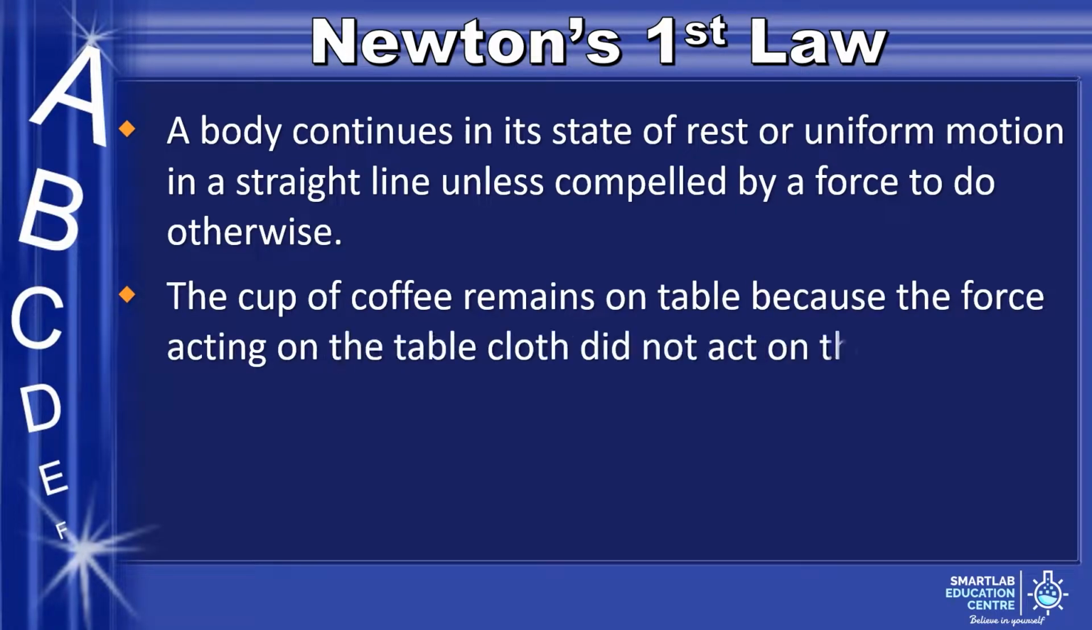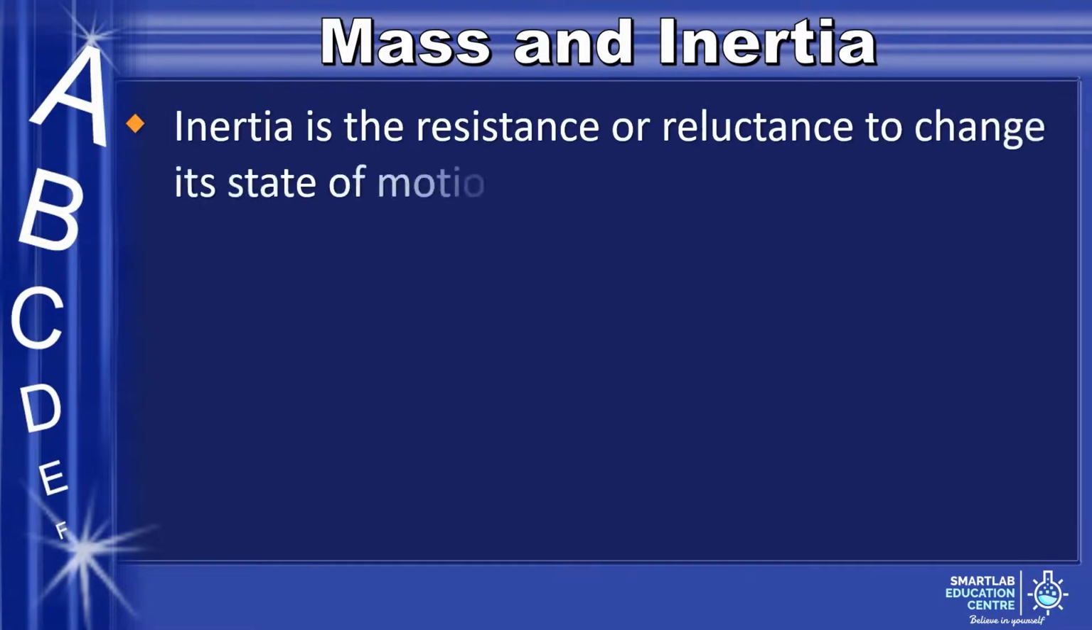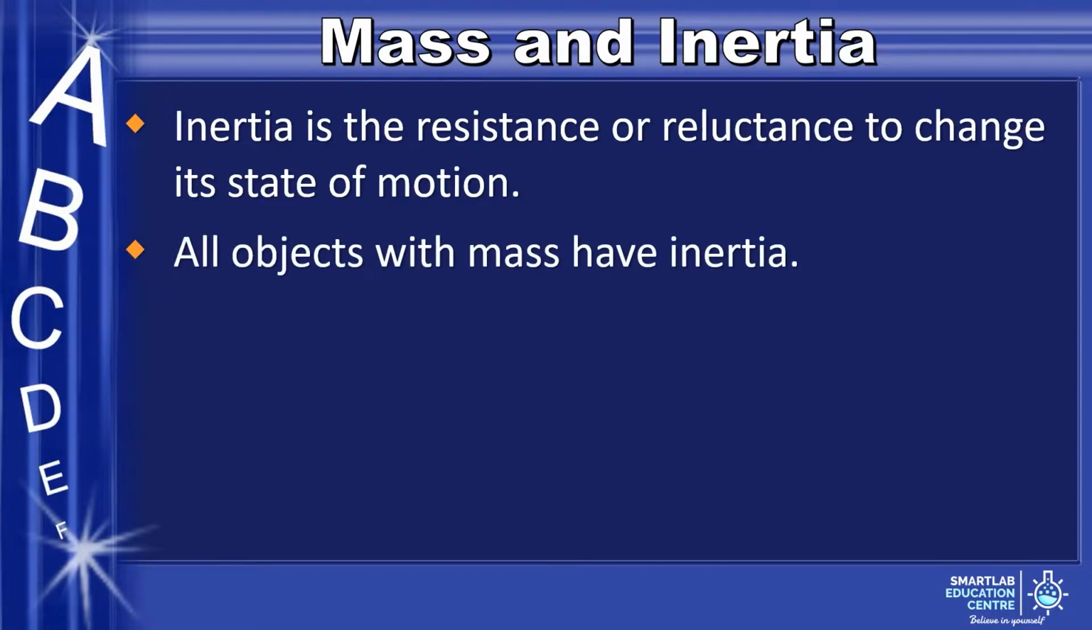Since the force acting on the tablecloth did not act on the cup of coffee, the cup remains on the table. To understand this, we should understand inertia. Inertia is the resistance or reluctance to change its state of motion. All objects with mass have inertia.